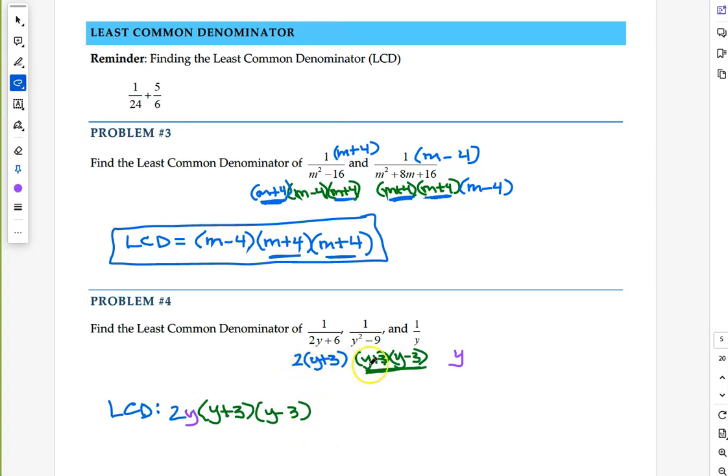So we're just looking to make sure that every part gets what it's missing, right? So this one would have to be multiplied by y, and then y minus 3. This one needs to be multiplied by 2y, and then this needs to be multiplied by 2 times y plus 3 times y minus 3. So they all look like this. That's how our denominators all need to look before we start adding or subtracting.